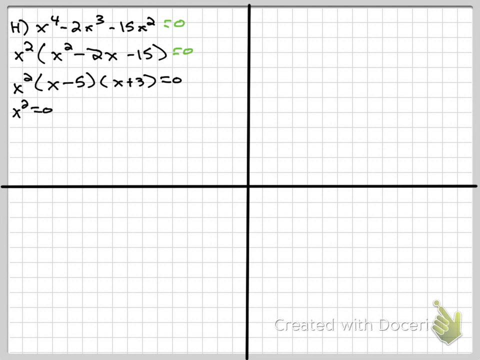So I have x squared equals 0, x minus 5 equals 0, x plus 3 equals 0. So x squared equals 0 is just x equals 0. Remember, that's going to be a bounce point. We'll add 5, x equals 5. Subtract 3, x equals negative 3. So our zeros are at negative 3, 0, and 5.